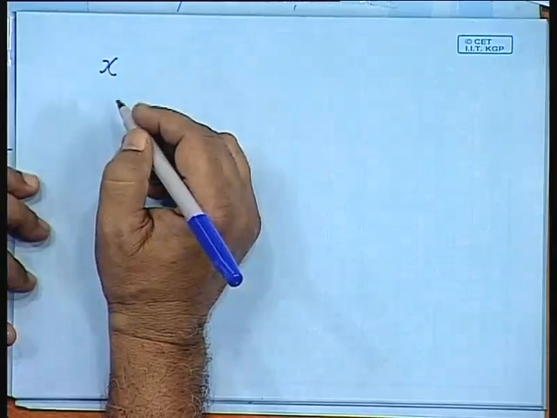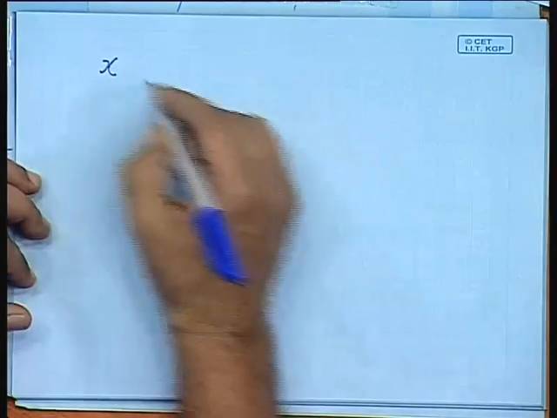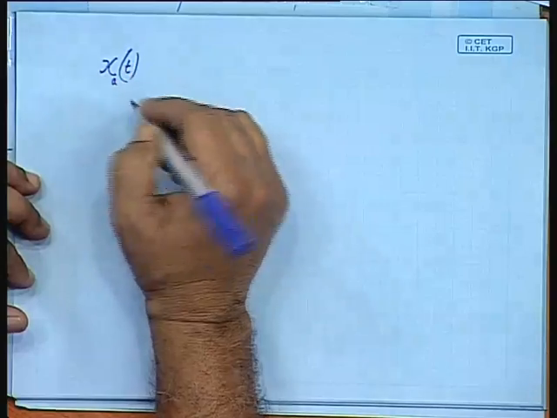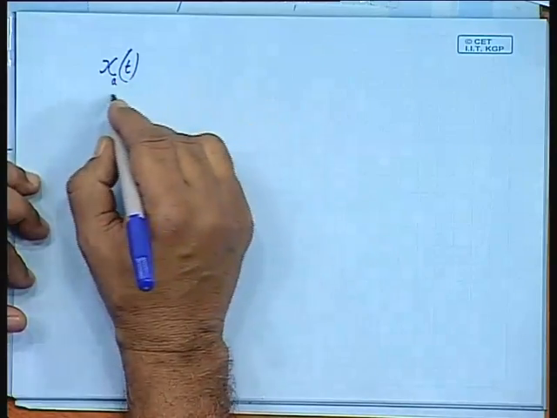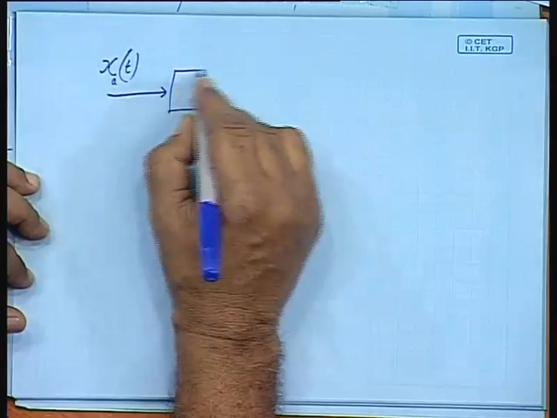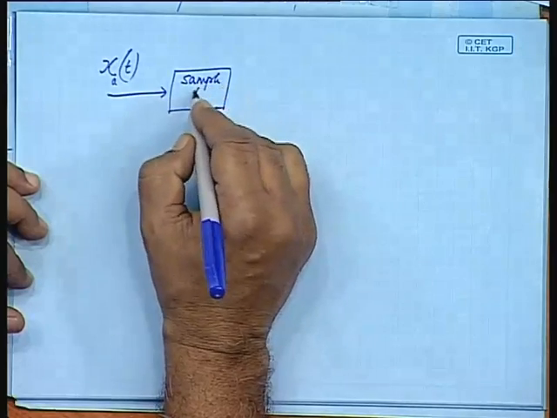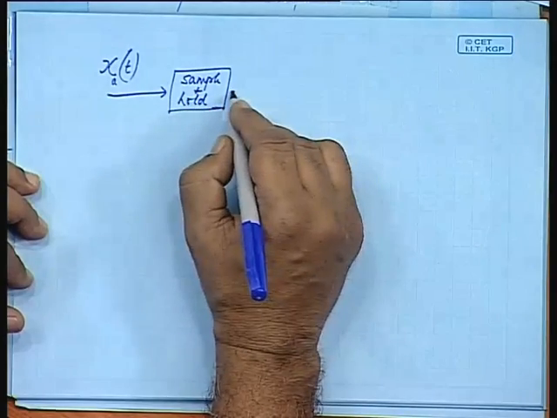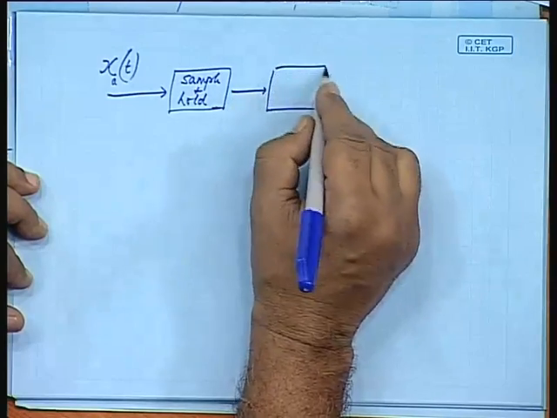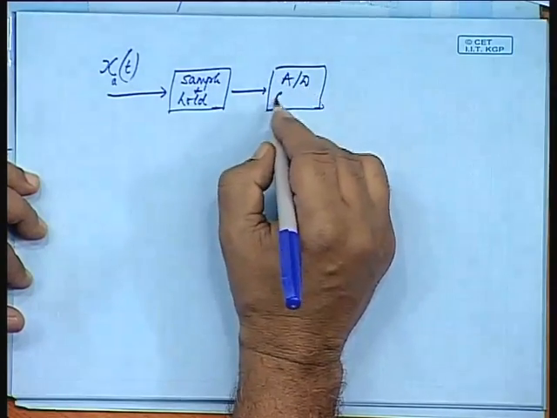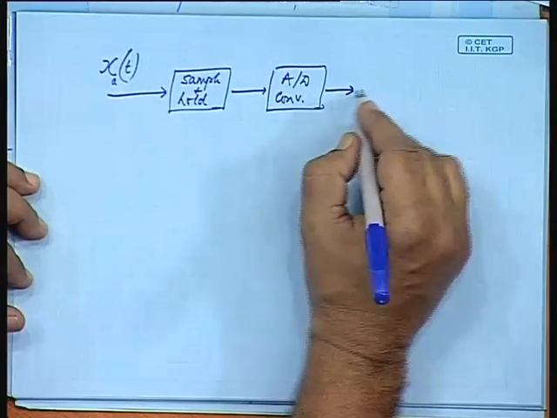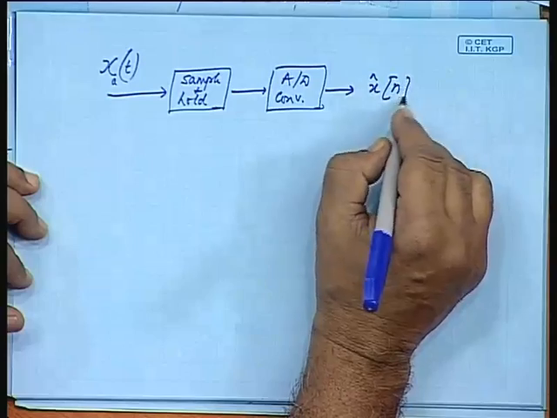Before we go for quantization, I will just give you the basic idea about D2A conversion. You have x(t), that is an analog signal, then you have sample and hold, then actually the A to D conversion takes place. So, you get the converted value x(n).